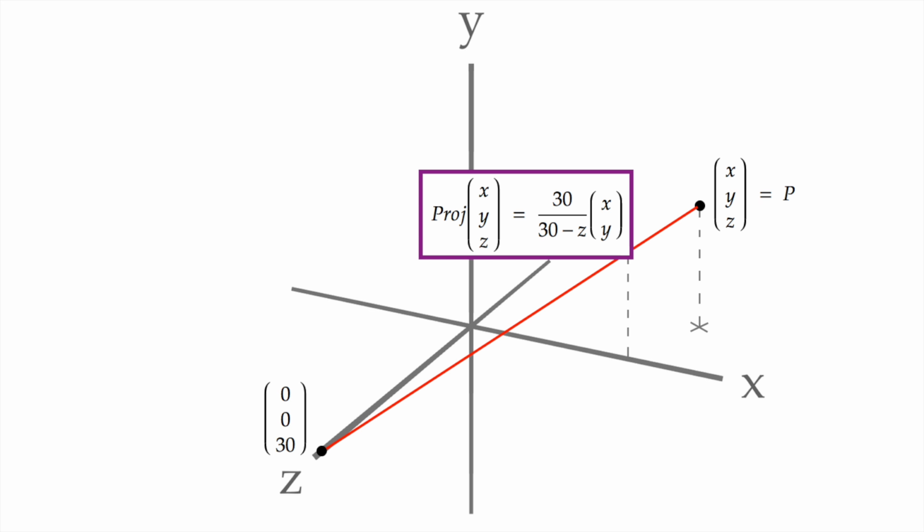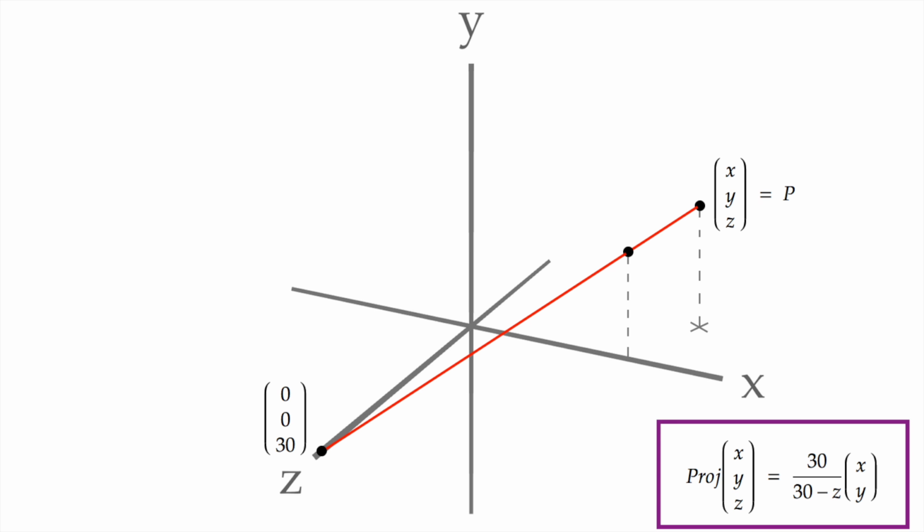To project our 3D point xyz onto the xy plane, we just convert it to 30 over 30 minus z times xy. Big box. Remember this. Do not forget. This is very important, and we will need this later. Because that was step 2.